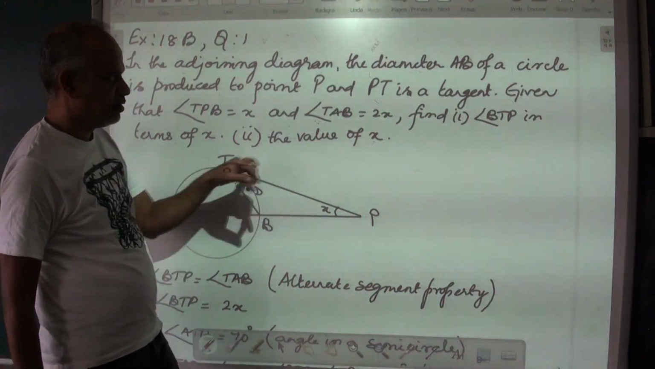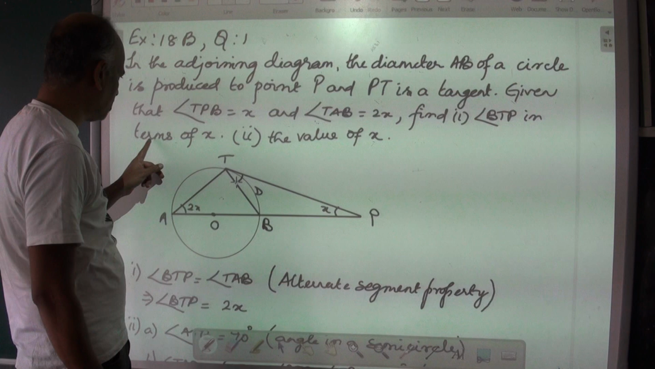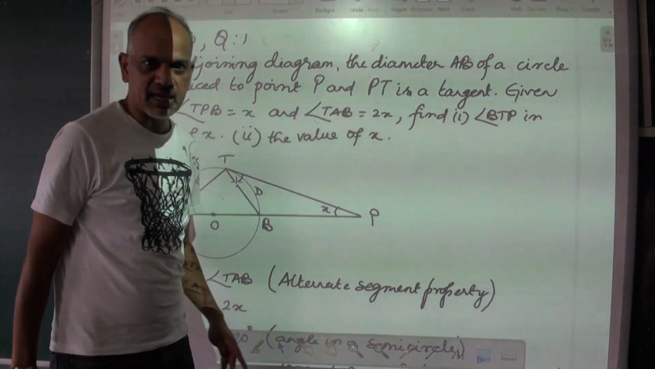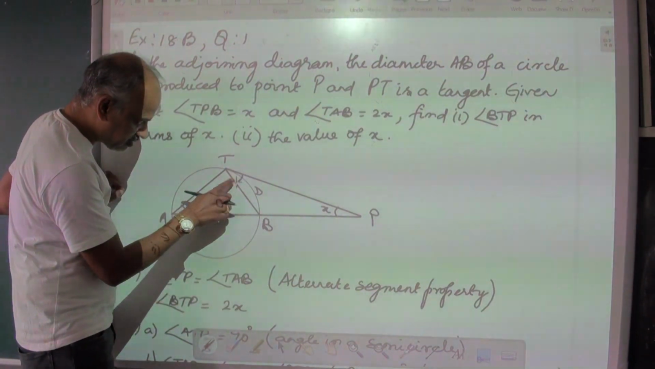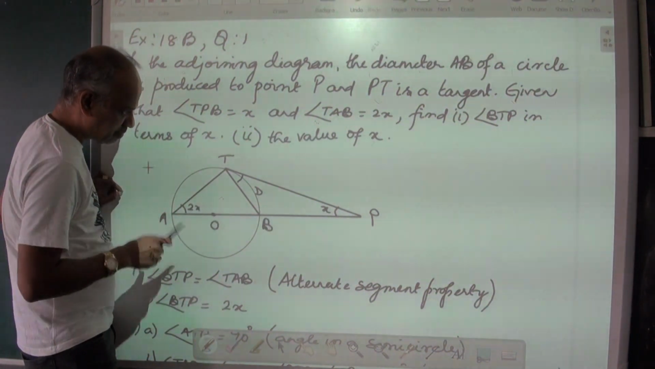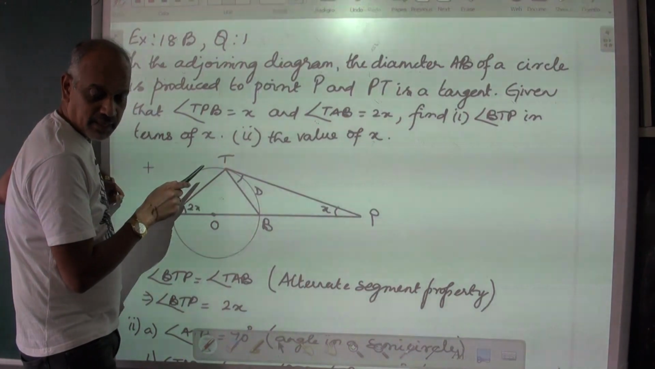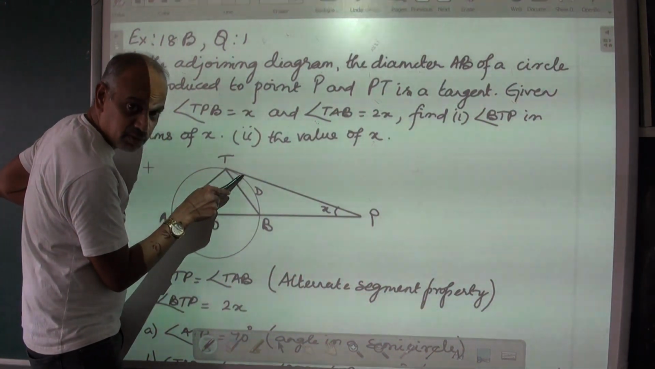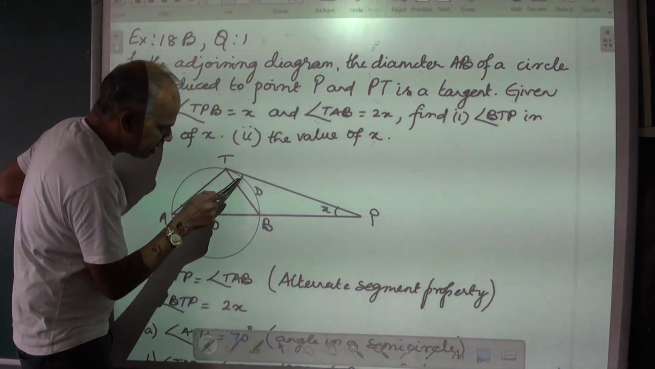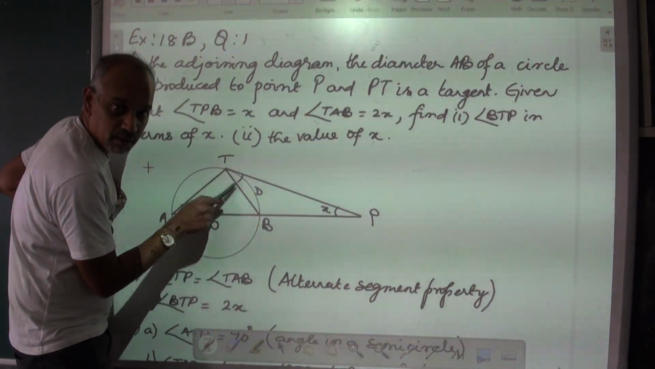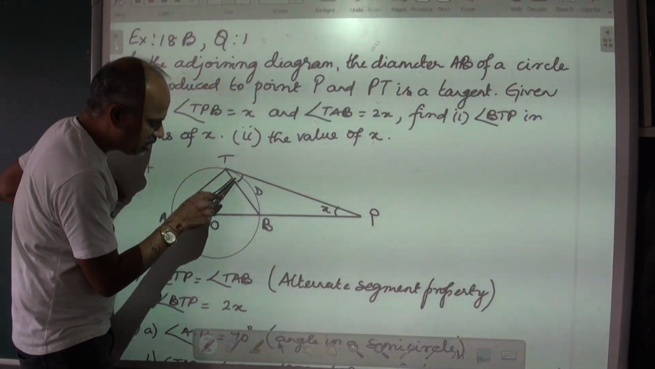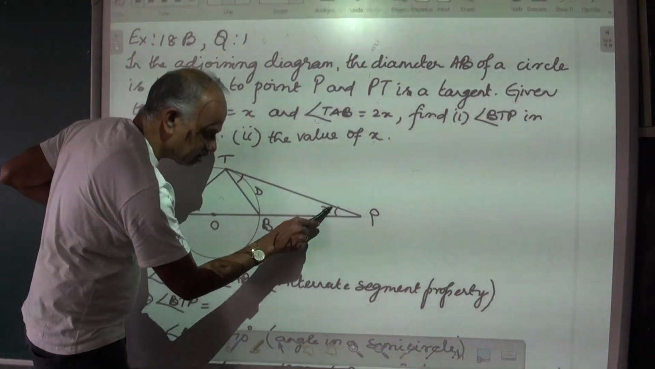First one is BTP in terms of x. You don't have to find the exact value. You can leave the answer in terms of x. So this is what you have to find. Now, look at this angle carefully. See what all it touches. It touches the line which is above. This is called the tangent. And it touches the line which is here. And this is called the chord.